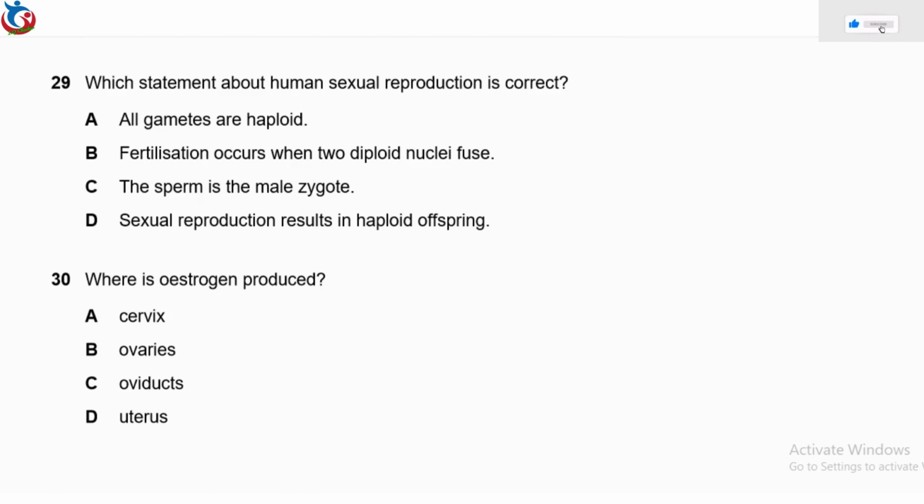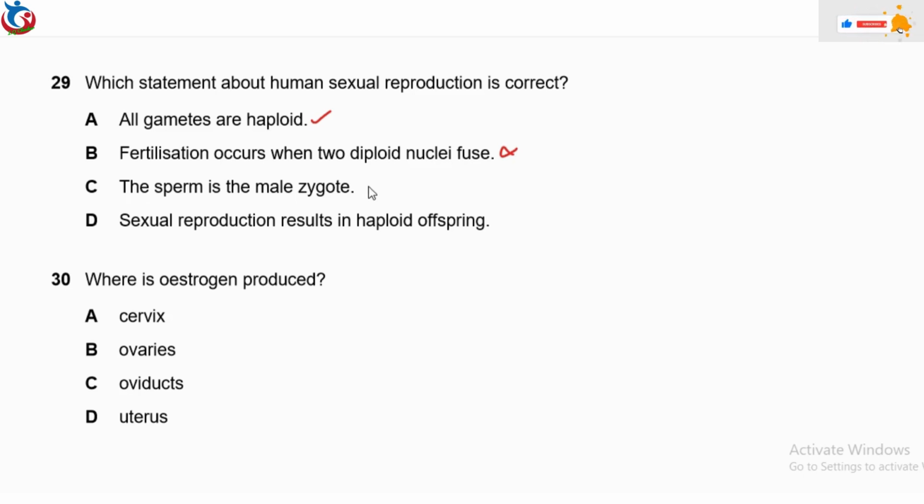Question 29 says, which statement about human sexual reproduction is correct? Sexual reproduction involves gamete production and fusion of gametes at fertilization. Gametes are haploid cells. That is correct, they are haploid cells. Fertilization occurs when 2D plus F fuse? No, it involves the fusion of haploid cells.